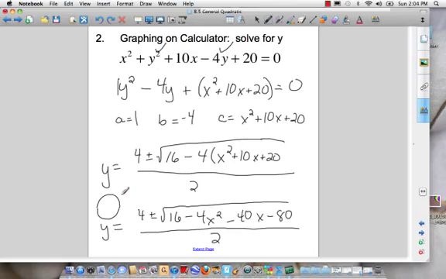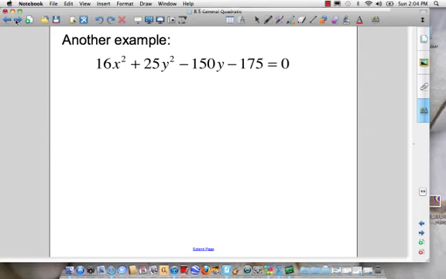So again, you use the quadratic formula, but you take, oops, I forgot a parenthesis here. You take everything that doesn't involve y and make all of that your c, or constant term. Okay, this is a lot, but I want to go through another example with you.